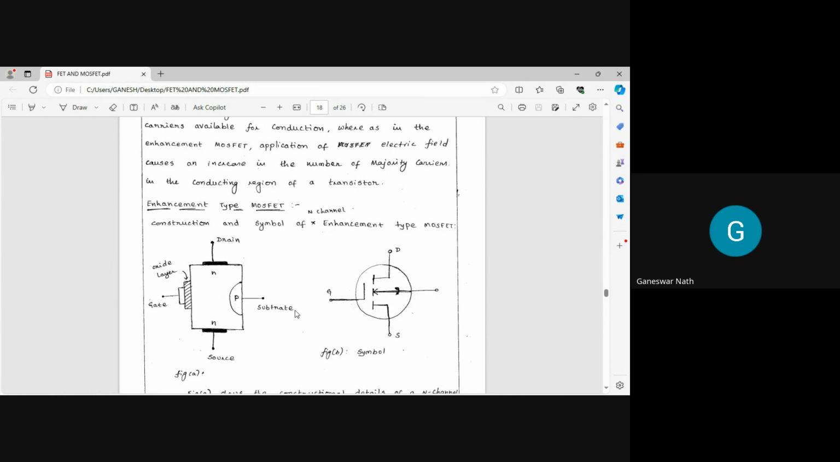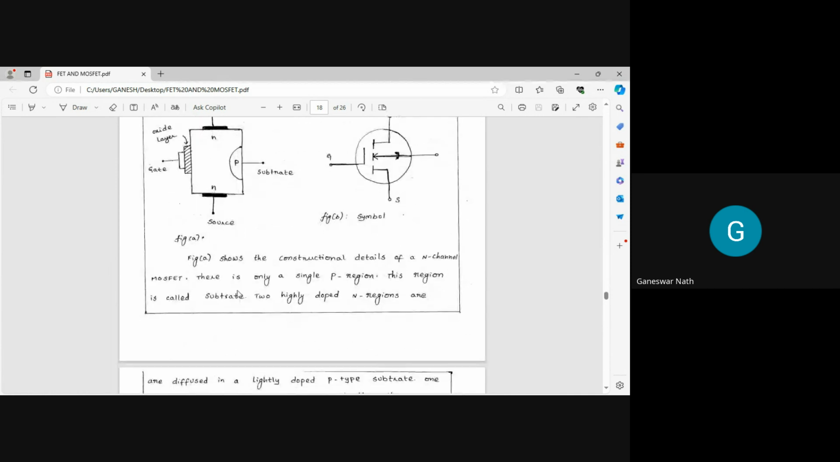Okay. Here you can find this figure shows the construction details of the n channel MOSFET, and there is only a single P region you can find. This region is called the substrate. Then two highly doped N regions are there. You can find. Okay.